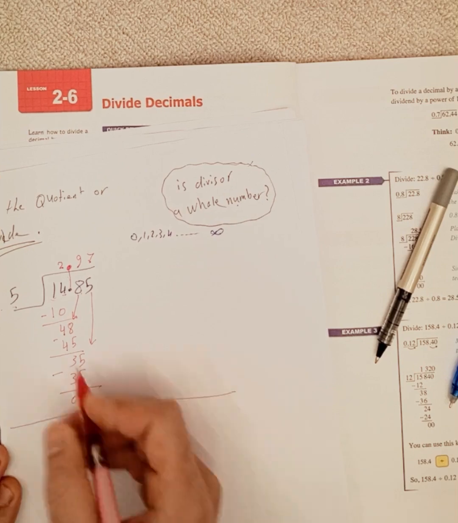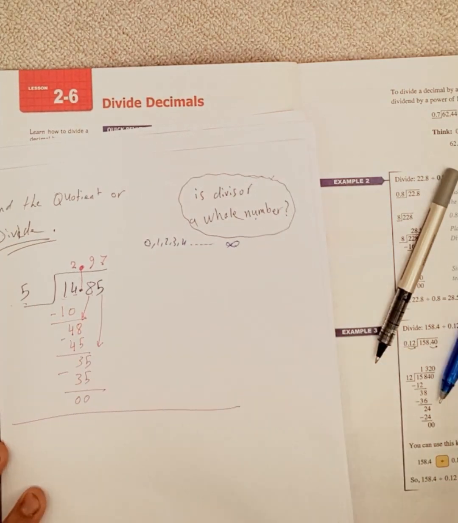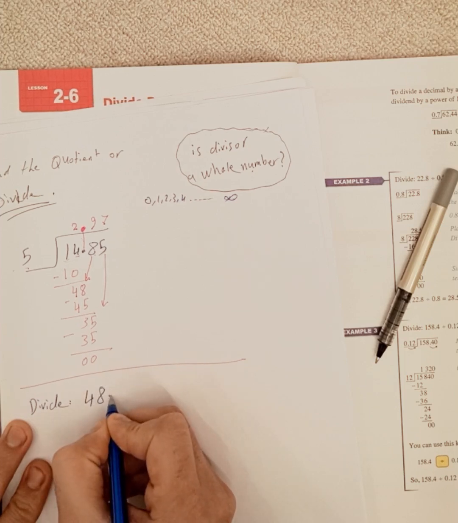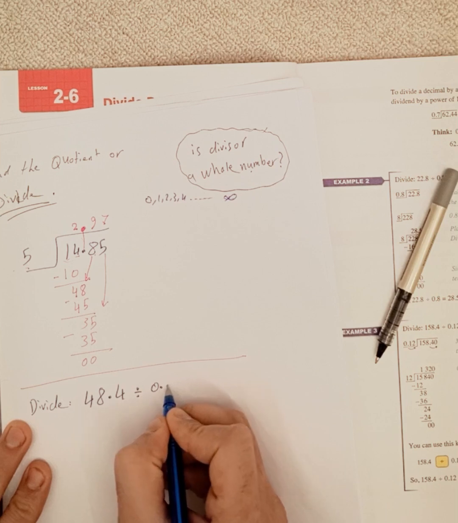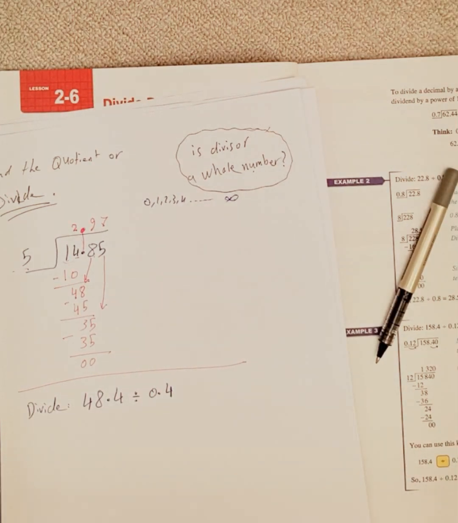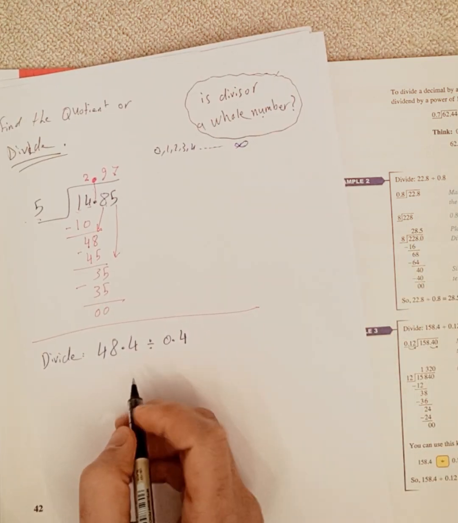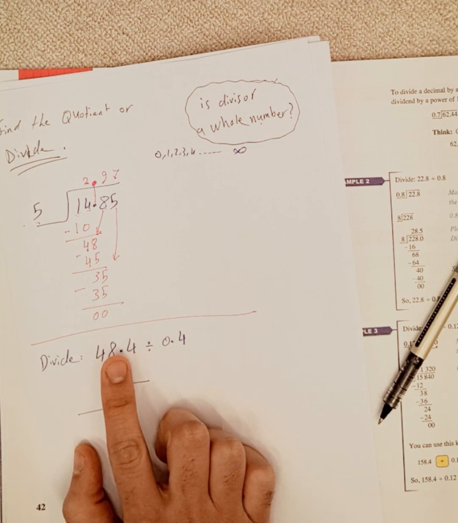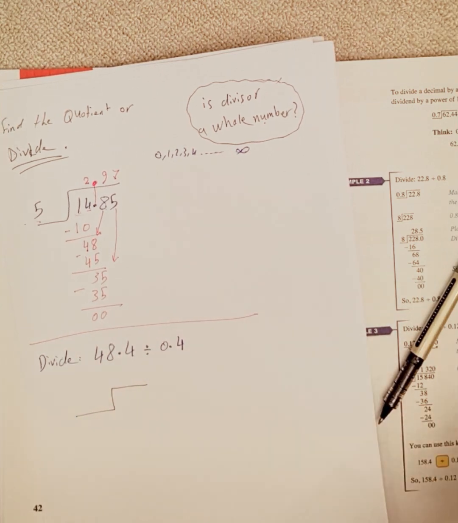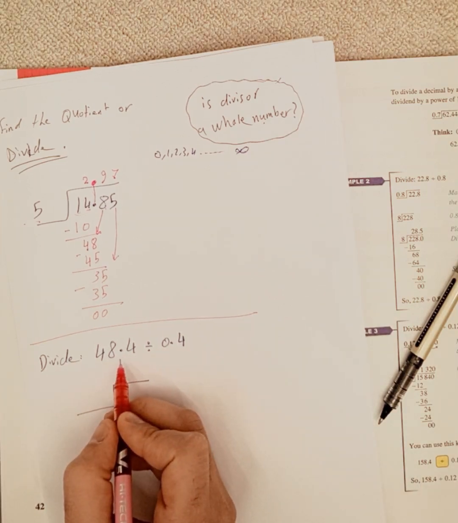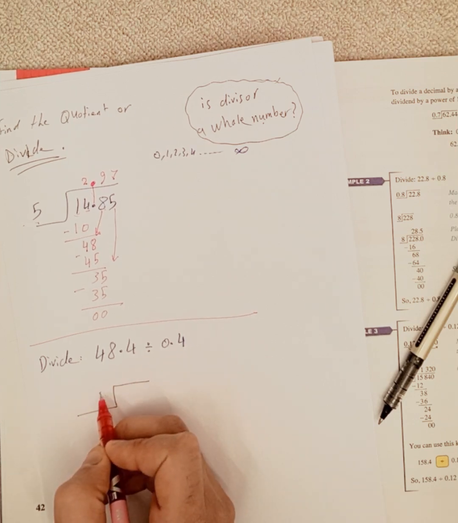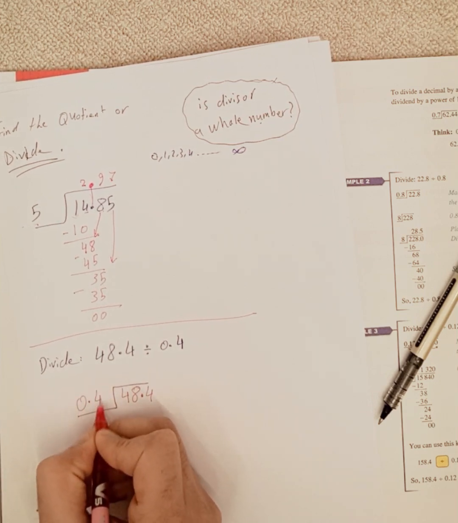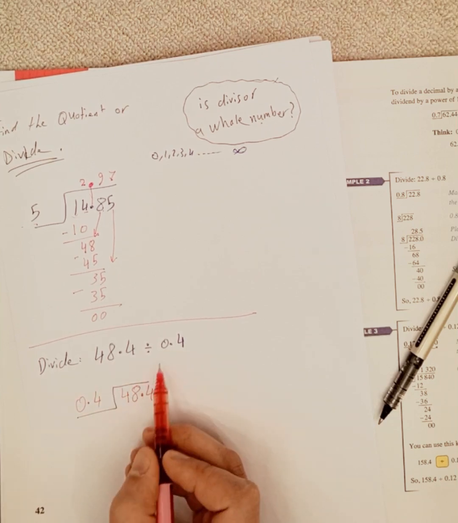Another question: if the divisor is not a whole number, what do we do? Let's say the question says divide 48 and 4 tenths by 4 tenths. How do we divide these two numbers? First, write these numbers into long division. How you write these two numbers into long division is very important. Always write down the first number, which is called the dividend, inside. First number inside, second number outside. 48 and 4 tenths inside, and 4 tenths outside. The first number is called the dividend, write it inside. The second one is called the divisor, write it outside.